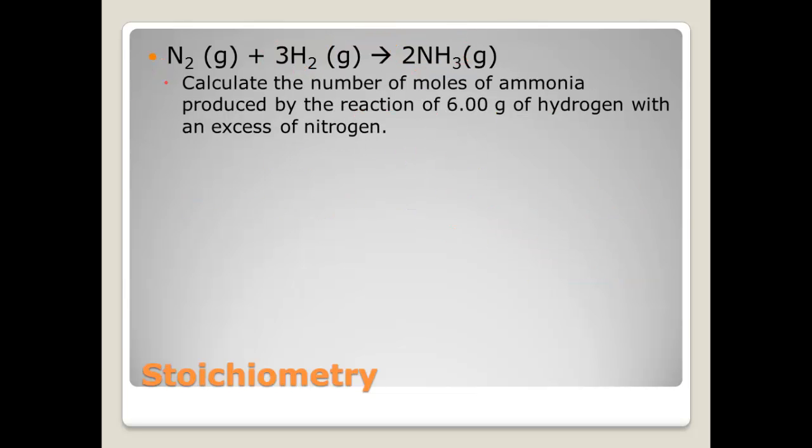So here we have the exact same chemical reaction as before. The nitrogen reacting with hydrogen to form ammonia. Now, for this one, it's different. It says calculate the number of moles of ammonia produced by reaction of 6 grams of hydrogen with excess nitrogen. Now, what's the only thing that has changed from the previous problem? Exactly. Instead of us getting given moles, they've given us grams.